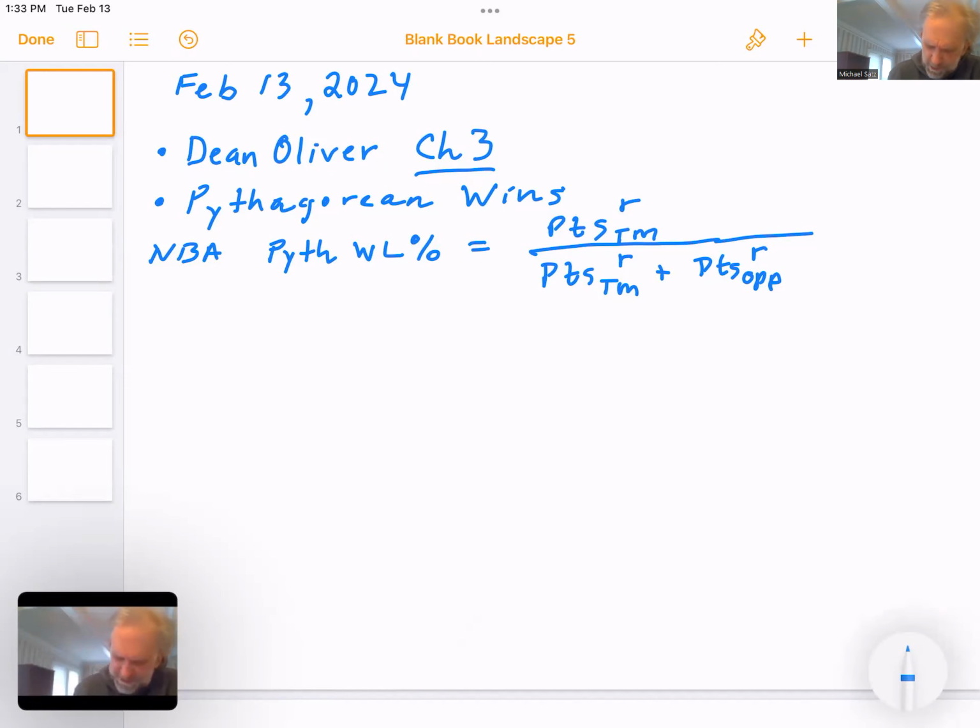Now, what's the R? That's the exponent, and this can be changed. I think it is changed every year or something based on data. Originally in baseball, it was 2, and then it got changed to a little lower than 2. In basketball, it's about 14. So we'll just use 14, so we'll say R equals 14. But you can be sure that they're doing different things and manipulating this in different ways.